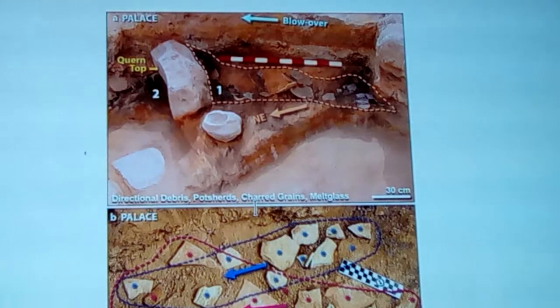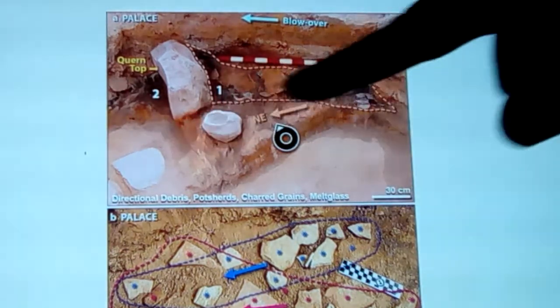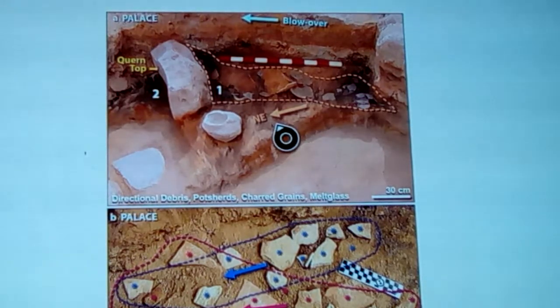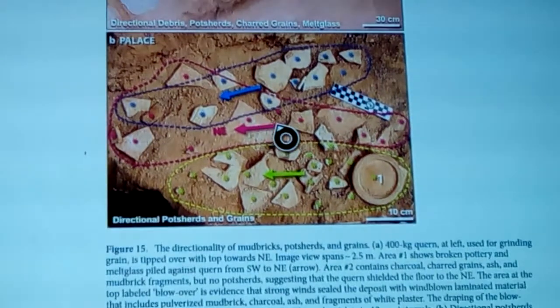Directional debris. Pot shards, charred grains, and melt glass are all found on this layer that's right here, being the layer during the time of occupation that was here. And it looks like the northeast, which is that arrow that's pointing there, would effectively be like my finger here coming across. So the direction it came was from way over there across this area. And even though this is in the shadow of the heat, a protected situation, everything there was fractionated, turned into that melted glass. Directional pot shards, grains shown here.